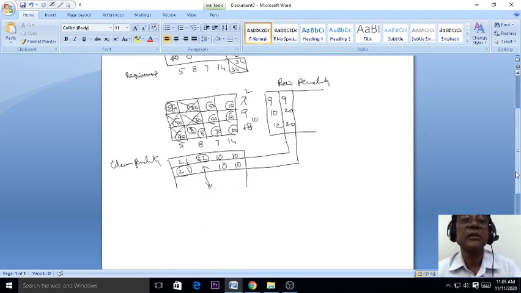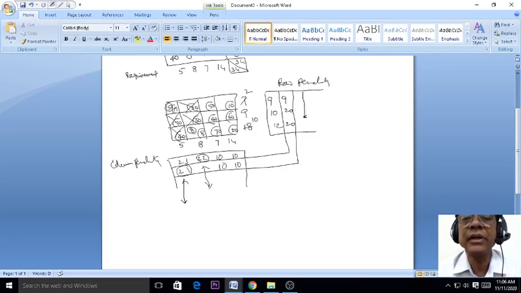Next subtract. So there is no element in this column. Leave it. Next go to the third set of readings. Third set of values.